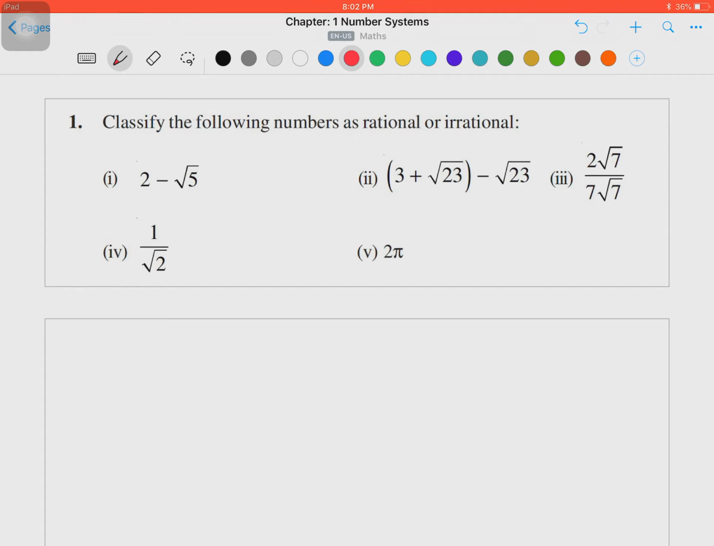So the first number that we have, this is the answer for question number 1, part 1. The number is 2 minus root 5. So in the beginning we discussed the properties, in which the second property was, when we subtract a rational and an irrational number, the result is an irrational number. So this is an irrational number.